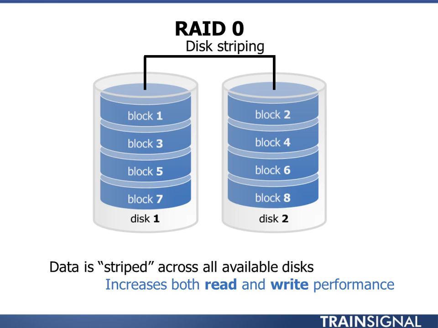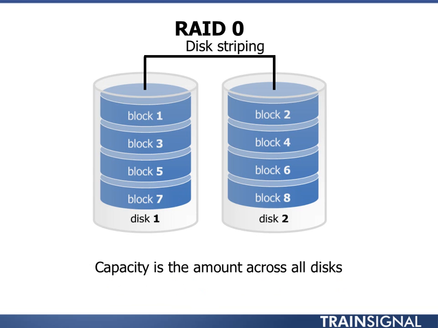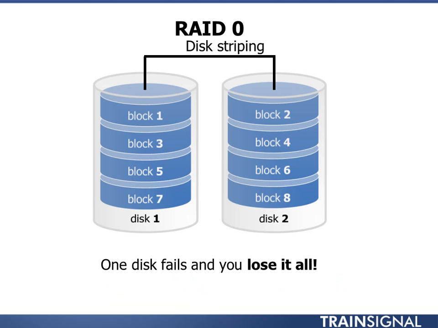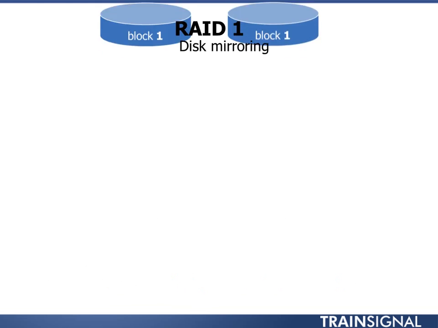Data is striped across all available disks. We just talked about this. Increases both read and write performance. And capacity is the amount across all disks. So if those are 1 terabyte drives right there, I have 2 terabyte usable. If I had 10, I'd have 10 terabyte usable. There's no loss of capacity for parity or for mirrored data. 1 disk fails, you lose all of it. Again, even if you had 10 disks in a set, all it takes is 1 failure.